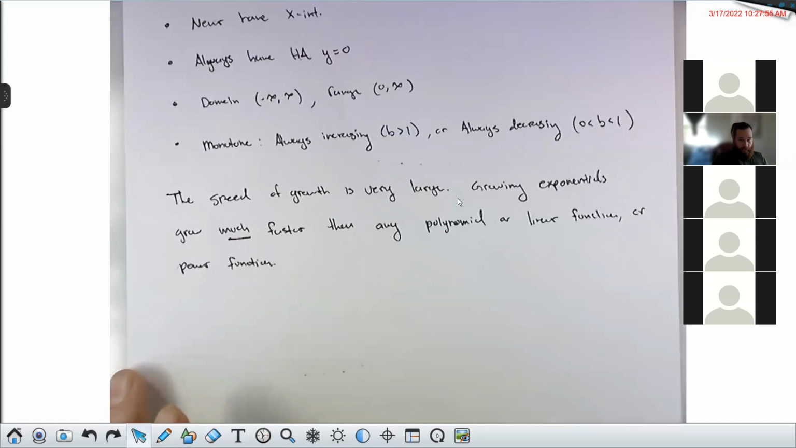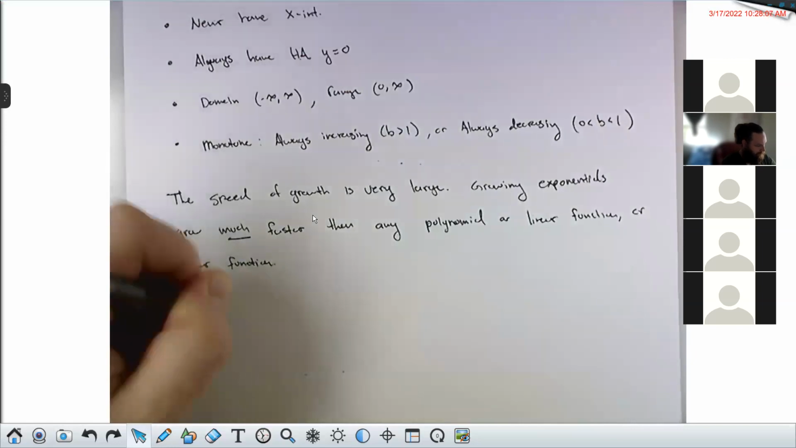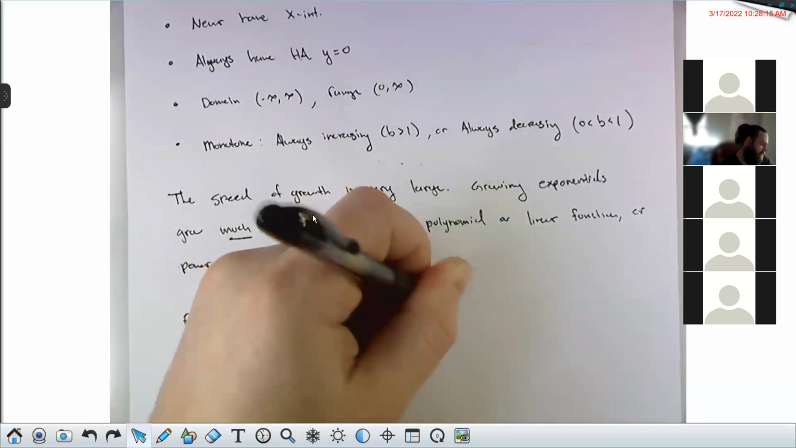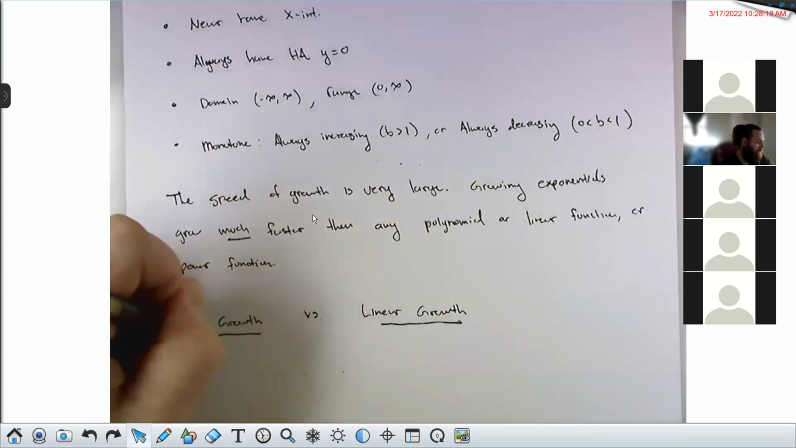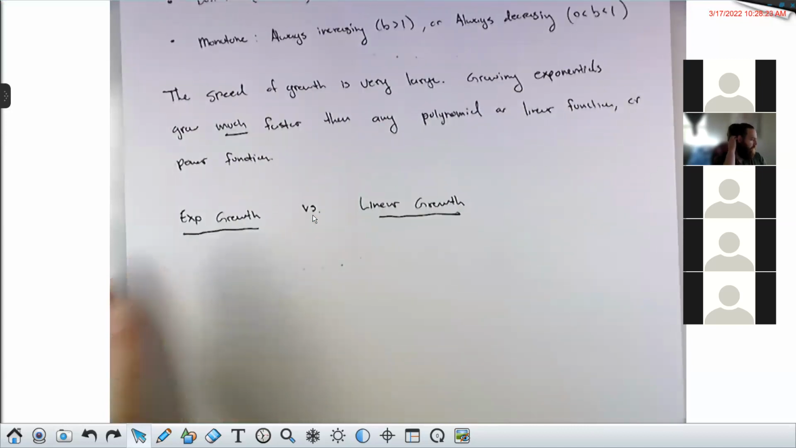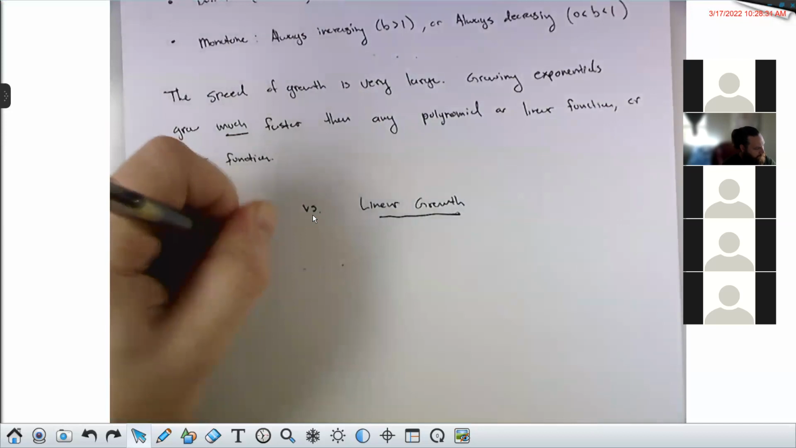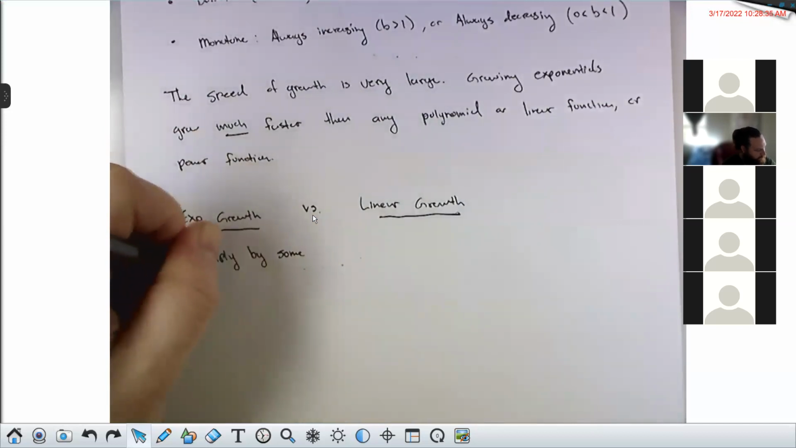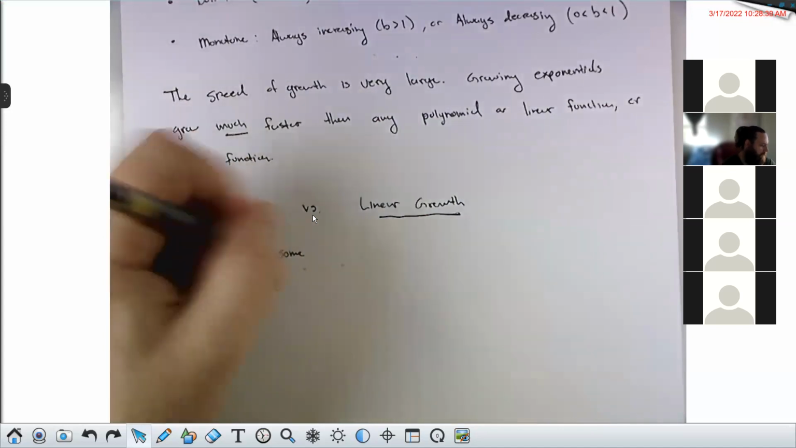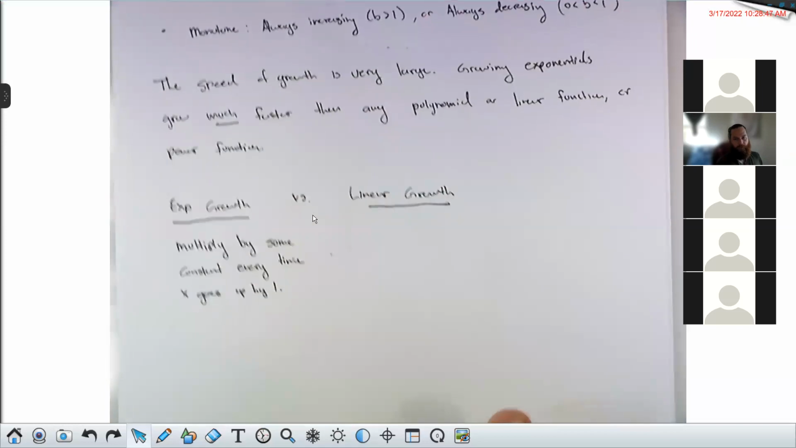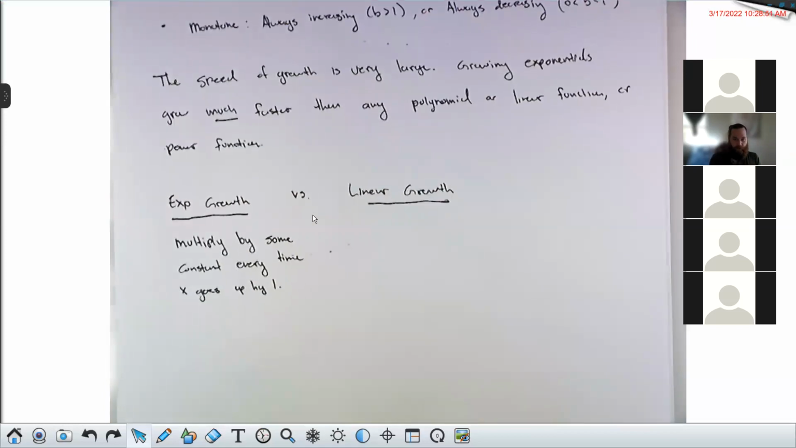Comparing exponentials to linear functions is one of the things that your homework asks you to do. They want you to be able to tell from a table whether you're looking at an exponential or a linear function. What's going on with exponential growth is you multiply by some constant every time x goes up by 1. Like in that first example with the rabbits, we multiply the output by 2 every time x goes up by 1, we double.